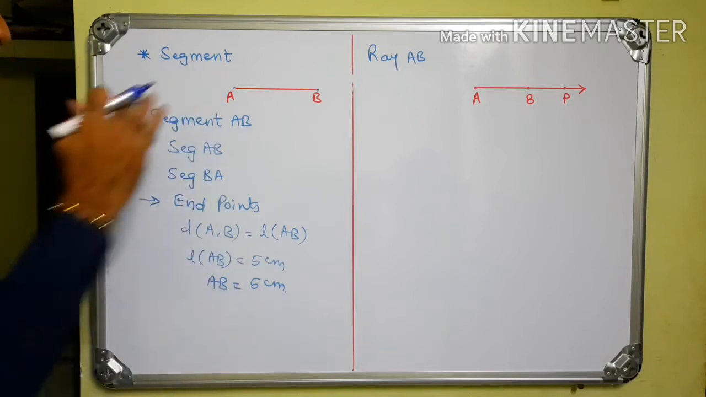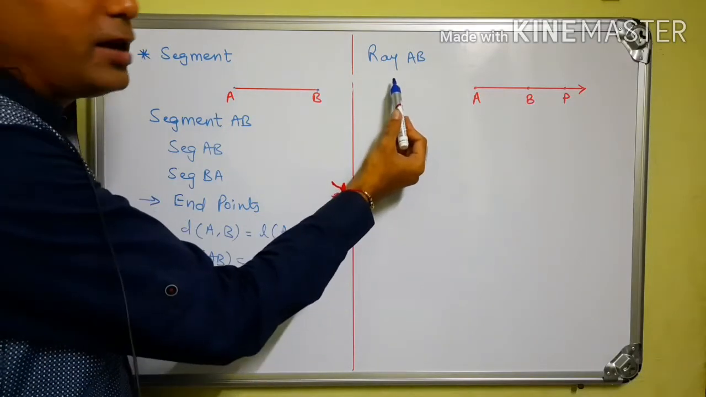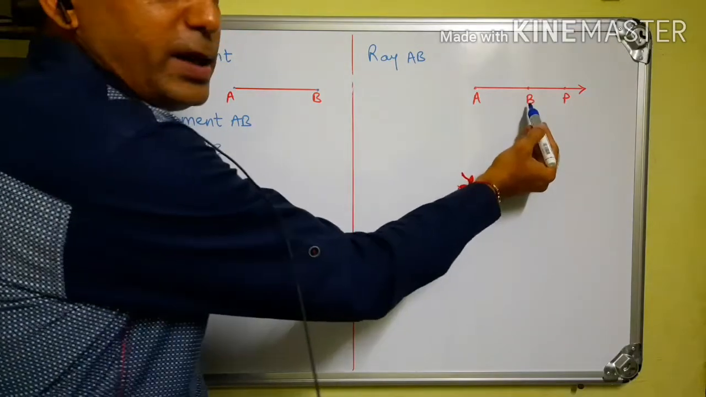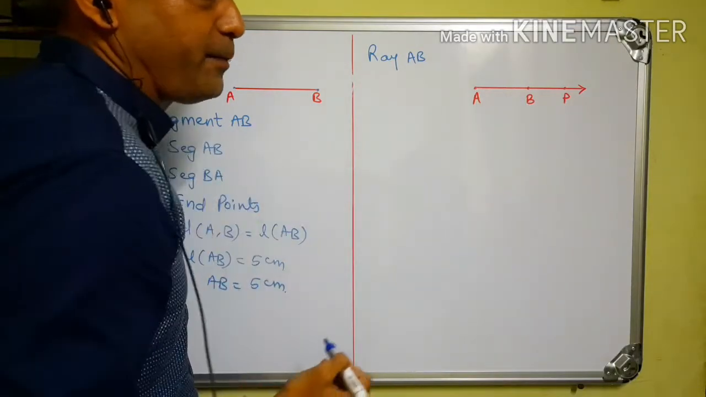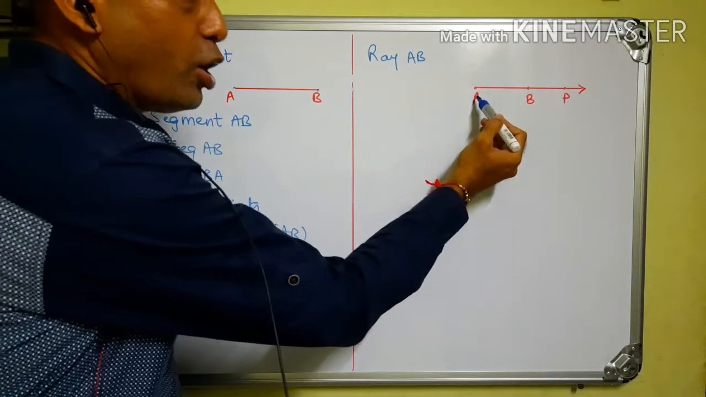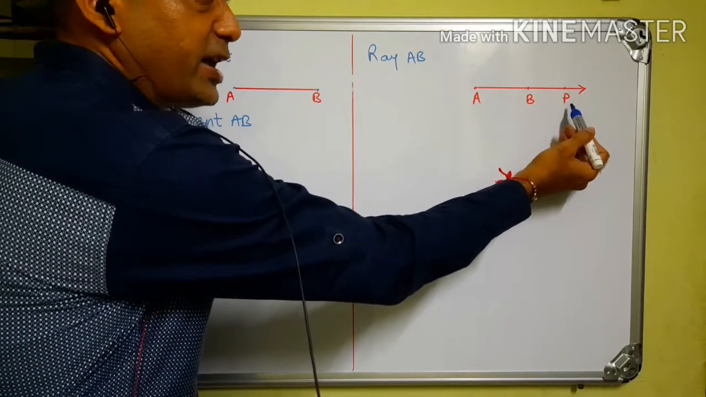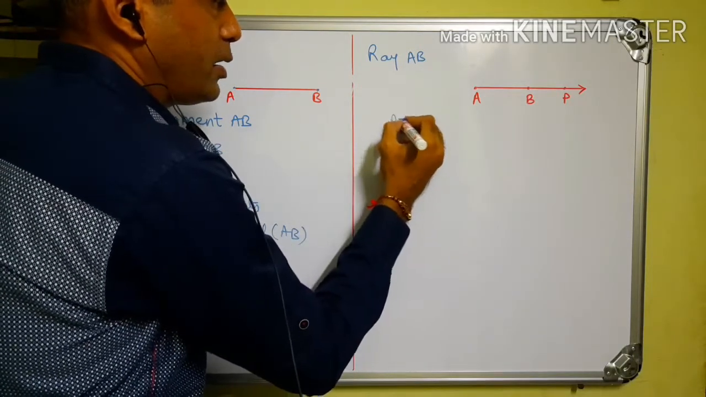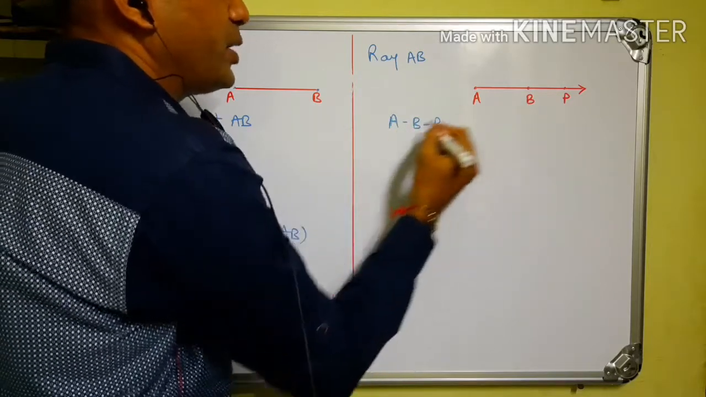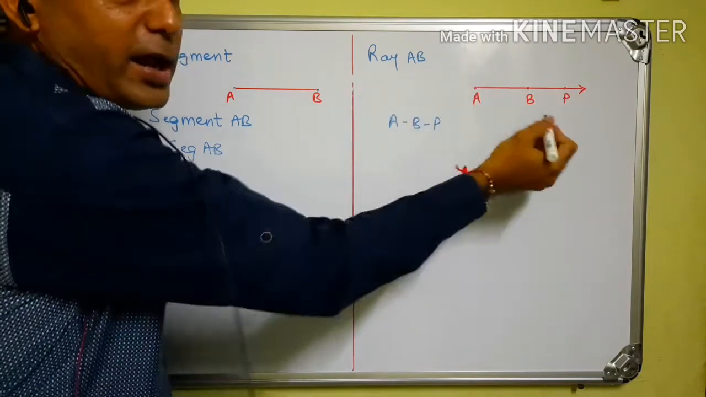This was about segment. Now we have to understand what is a ray. Suppose point A and point B are two distinct points. Then the union set of all points on segment AB and points P such that A-B-P, which means point B is between A and P, is called ray AB.